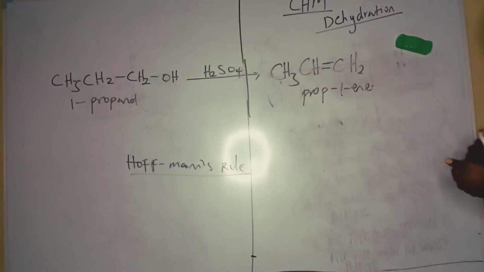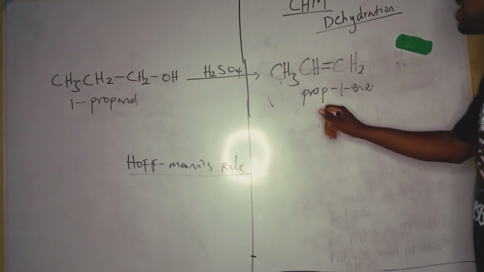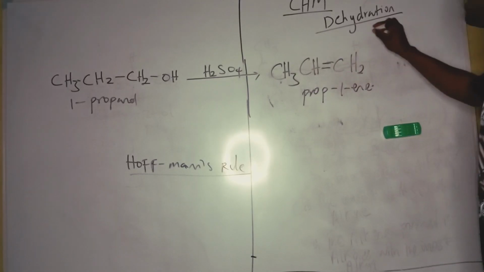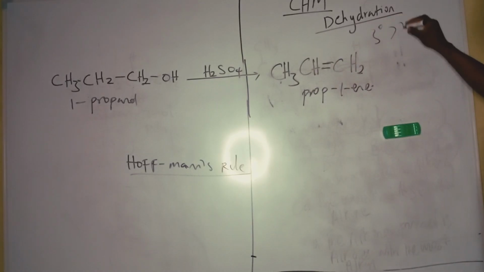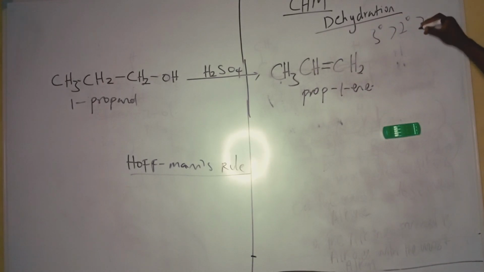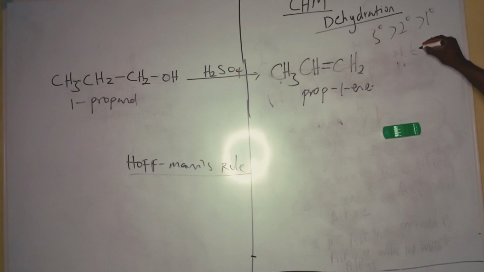Usually where the problem is, is the elimination of a secondary alkanol, or the dehydration of a secondary alkanol. And please take note that the ease of dehydration is that 3-degree alkanols are easily dehydrated compared to 2 degrees, compared to 1 degrees, especially when the elimination reaction is following an E1 mechanism. It is always like this. This is the ease for elimination, for dehydration.